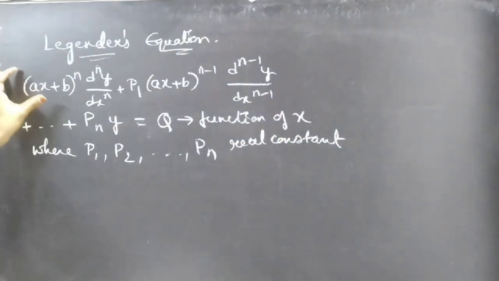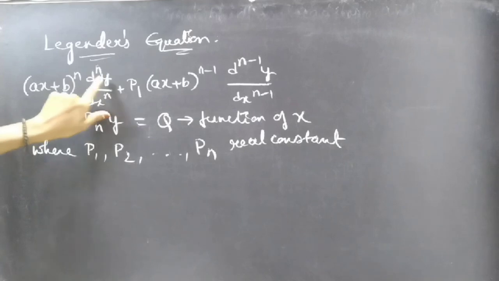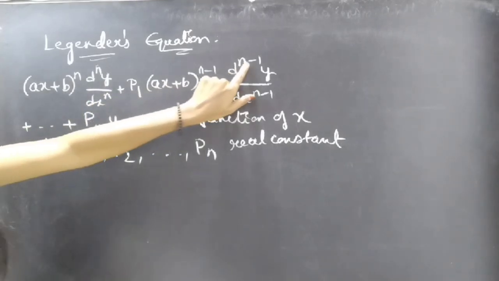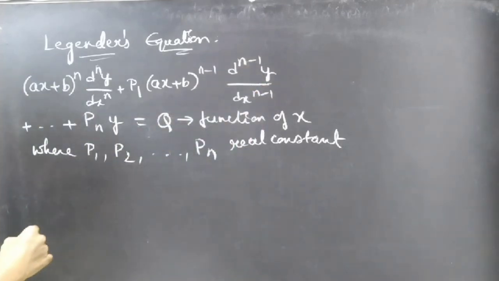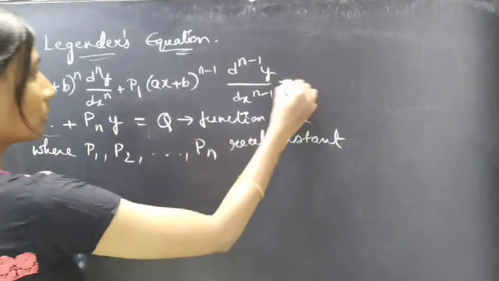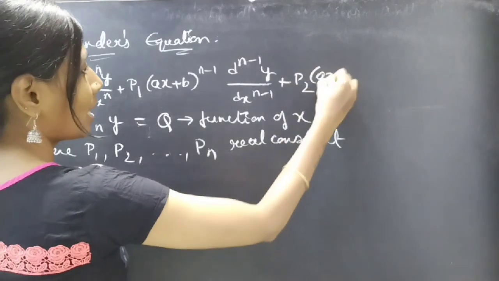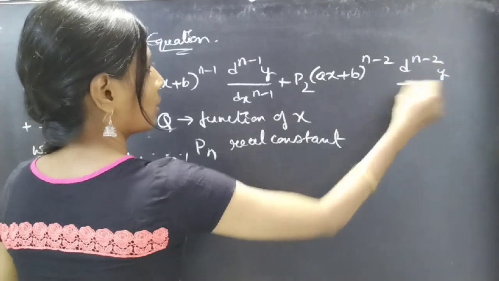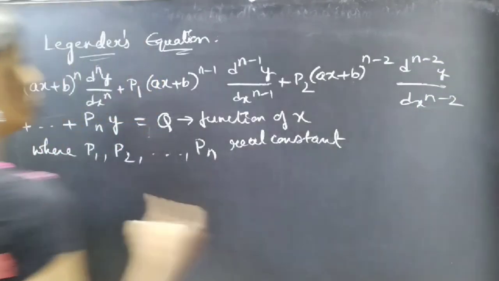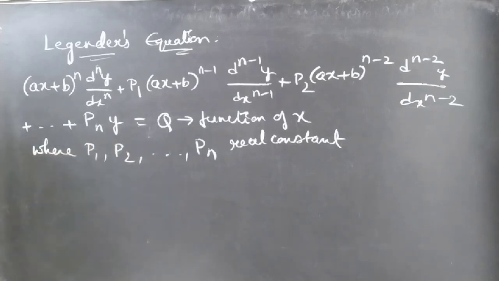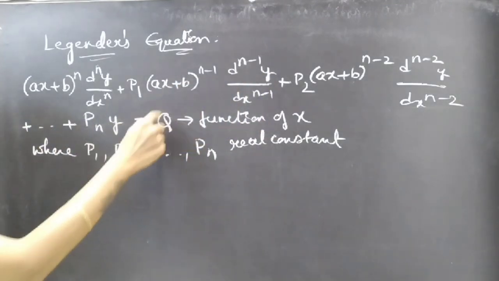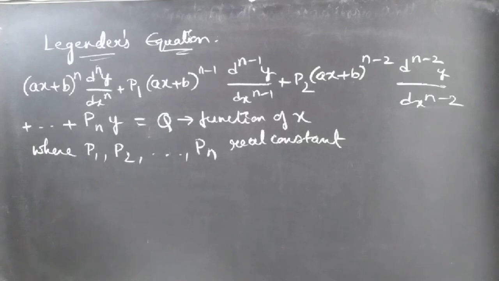An equation of the form (ax+b)^n d^n y/dx^n + p1 (ax+b)^(n-1) d^(n-1) y/dx^(n-1) + p2 (ax+b)^(n-2) d^(n-2) y/dx^(n-2) + and so on + pn y = q is a Legendre's equation, where p1, p2, and so on, pn are real constants and this q is a function of x.